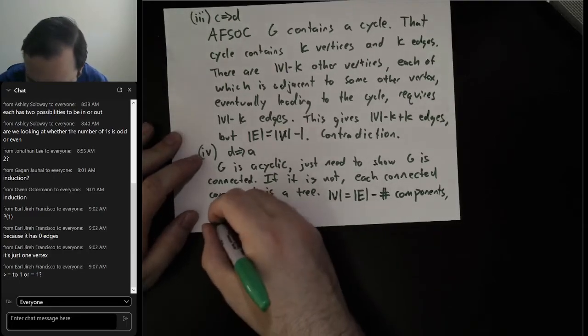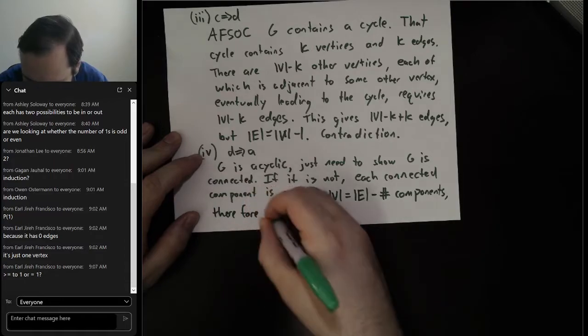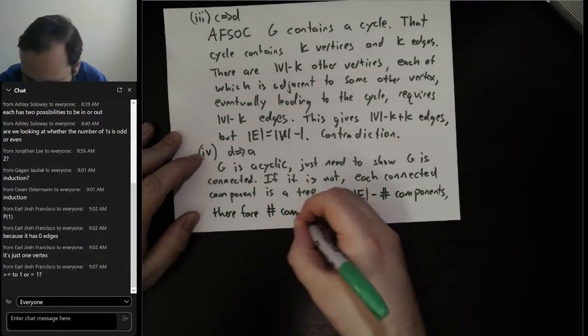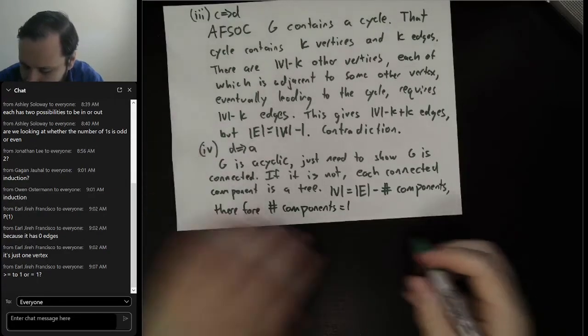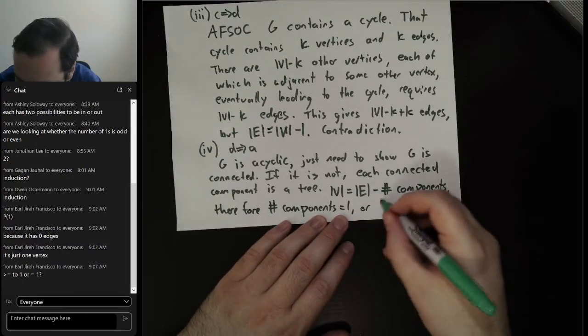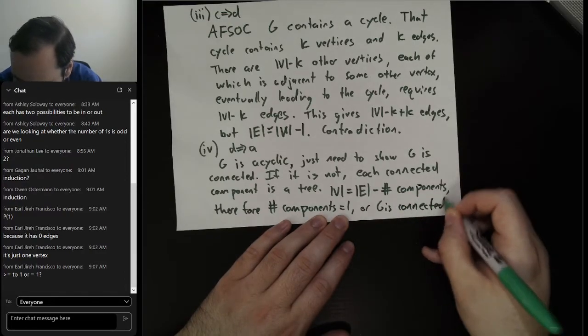And so, therefore, the number of components equals 1, meaning G is connected. So G is connected and acyclic, and it's a tree.